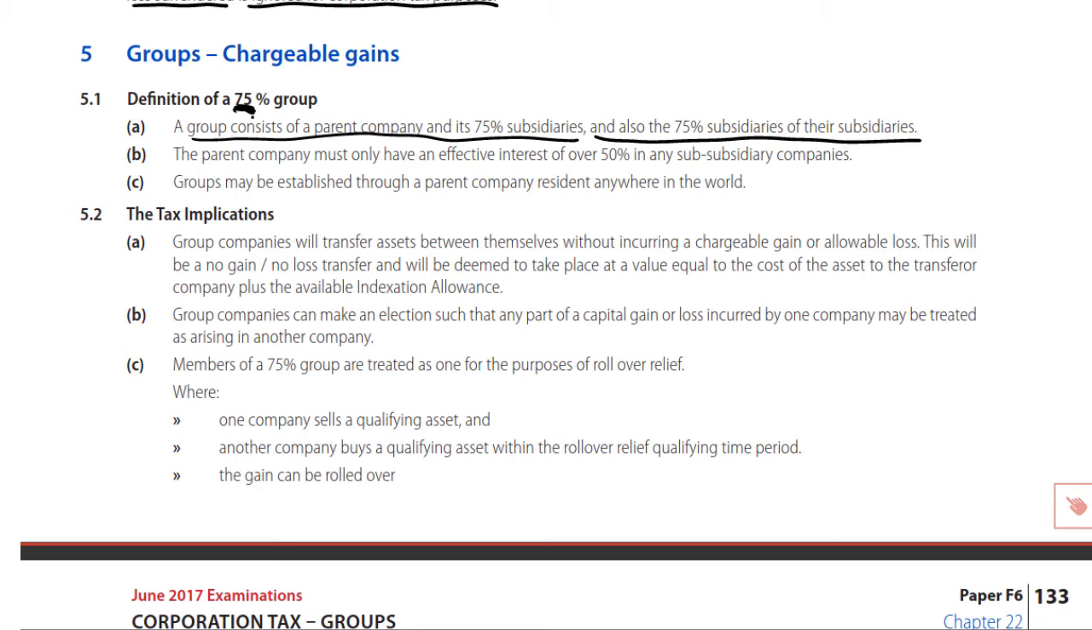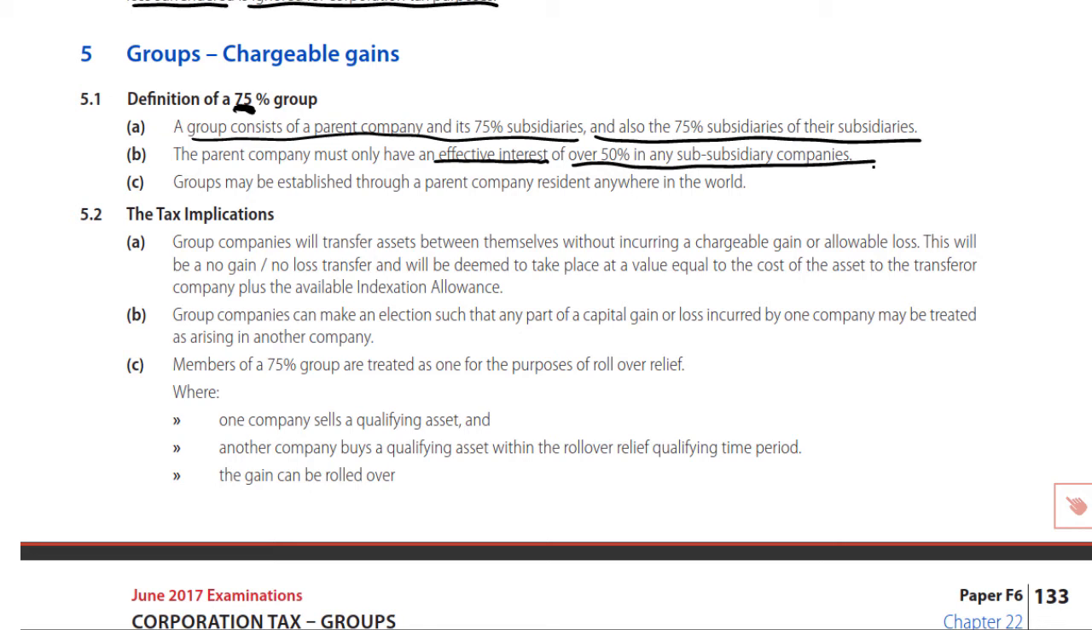But unlike with group relief, the effective interest from the principal parent company down to the sub-subsidiary, the indirect sub, needs only be 51%, i.e. over 50%. So a different relationship, inasmuch as although the direct relationships must still be 75%, the indirect doesn't have to be. It only has to be more than 50%, unlike the situation so far as group relief was concerned.